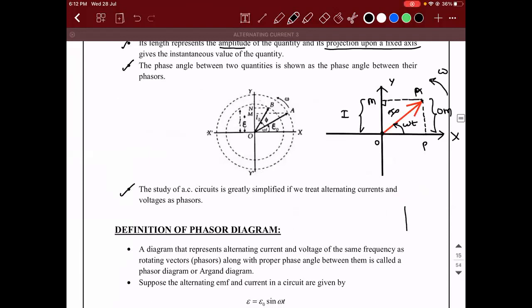Now, if I take the triangle OPA, then this angle is omega t, and this hypotenuse is I naught. If I take this side as y, what is y divided by I naught equal to? It's sine omega t. So y is equal to I naught sine omega t. Then what is y? Is that not the instantaneous value? Yes, that is the reason.